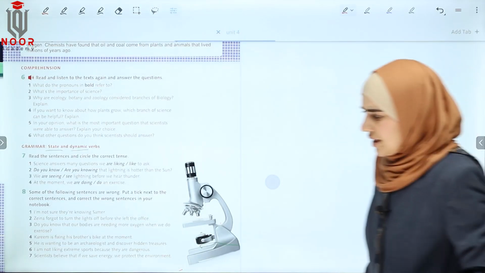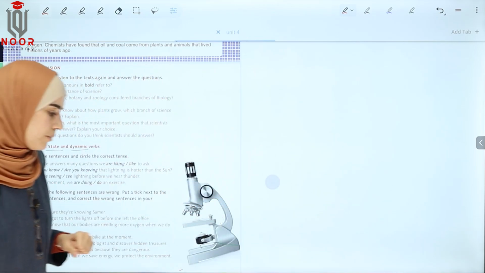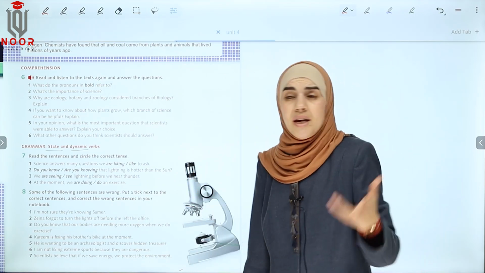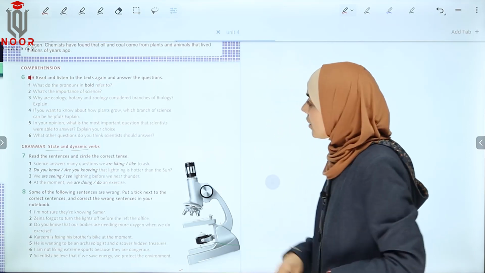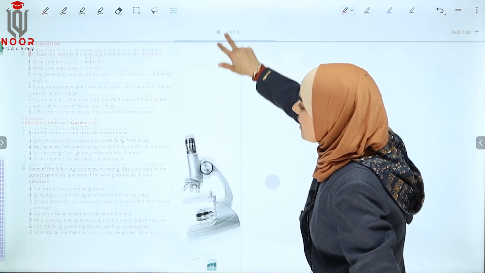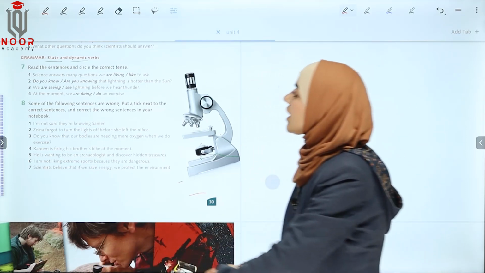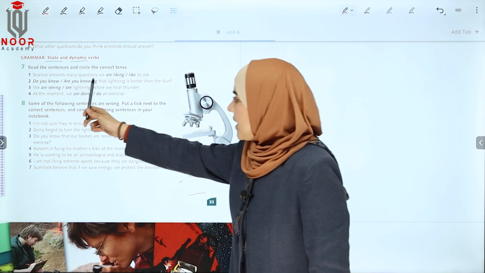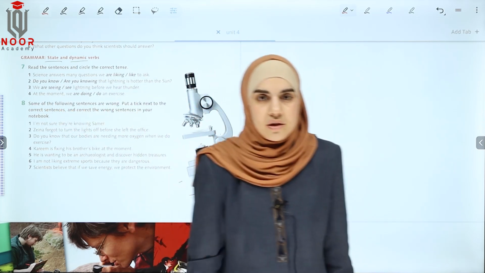Let's go back to something very important here in our text. Yes, please. We must go back to our book. However much we branch out and talk about many things, our main reference must be the book. Let's go here to state and dynamic verbs. Read the sentences and circle the correct tense. Science answers many questions we are liking or like to ask.